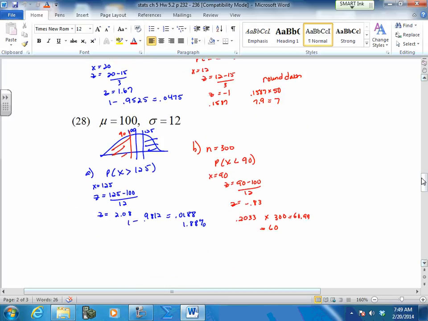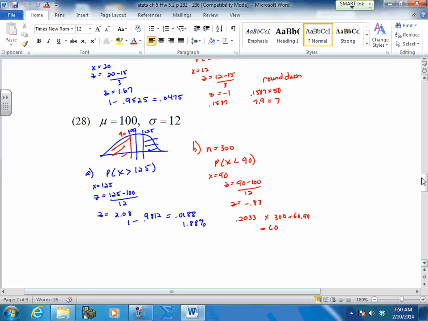28. The last one. It's your utility bills. You have a mean of 100, a standard deviation of 12. What percent are larger than 125? So we take a look at where your 125 falls. We want to the right, greater than. We find your percent, less than 90. If you had 300 people's bills you were looking at, what is the probability that they're less than 90?